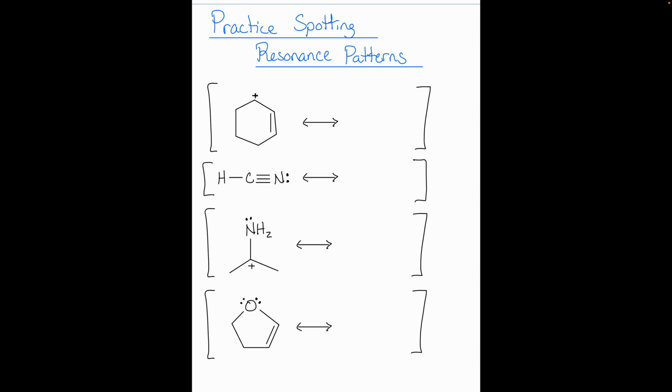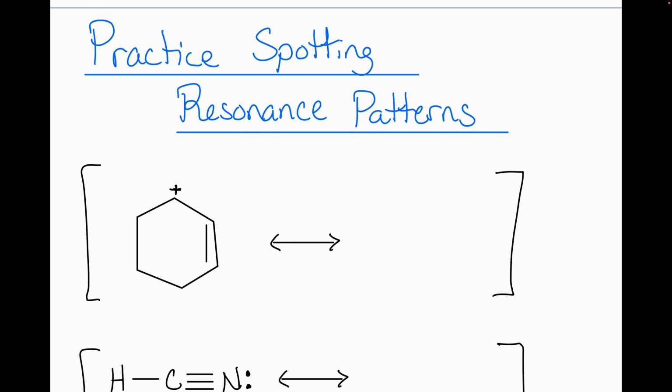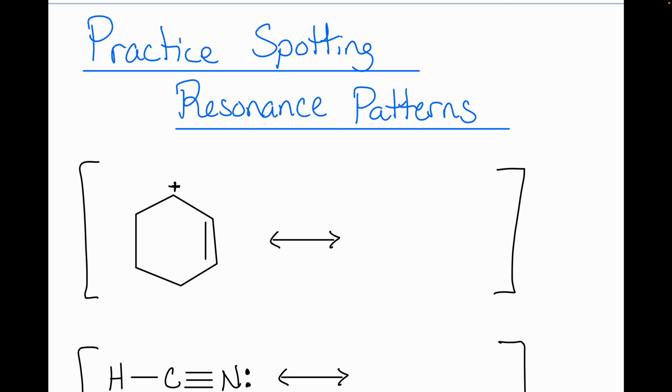Cool. All right, let's go through these. So step one, figure out what category it belongs to. If you can spy these patterns, it's going to make your life a lot easier in drawing your various resonance structures. So this first one here, what was our pattern? We got that carbocation in the allylic position, right? So that was one of our categories, an allylic carbocation.